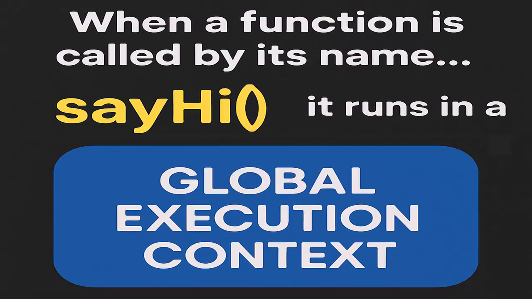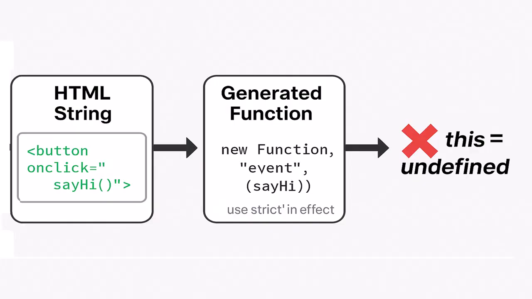In JavaScript, when a function is called like that, just by its name, not attached to anything, it runs without a this context. More specifically, any top level code or function in your script, like the say hi function at the top level in your script tag, runs in what is called a global execution context. And if you're using use strict, which most modern code does, this in that global execution context becomes undefined. In older JavaScript, it would have defaulted to window, but strict mode disables that.